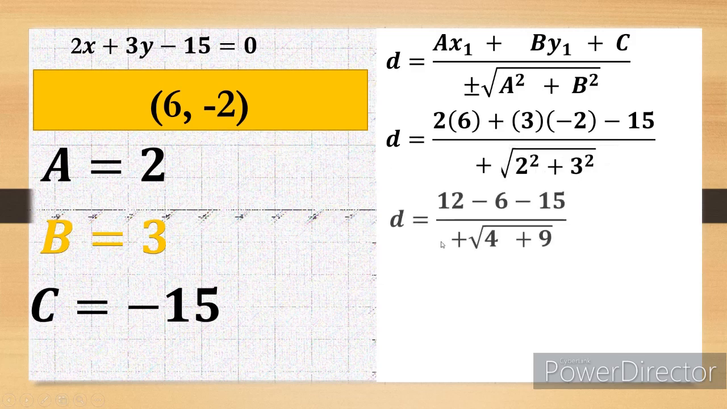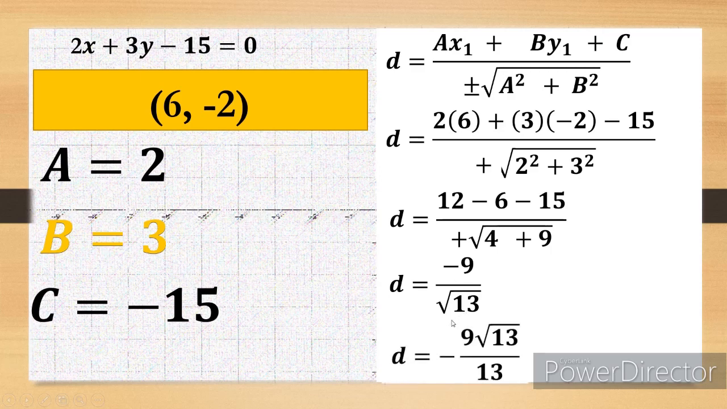Then, simplifying, we have 2 times 6 is 12, 3 times negative 2 is negative 6, minus 15, all over. So, 2 squared is 4, and 3 squared is 9. So, we have negative 9 over square root of 13. Ang denominator natin ay may radical sign, so rationalize the denominator. For the final answer, we will be having negative 9 square root of 13 all over 13.